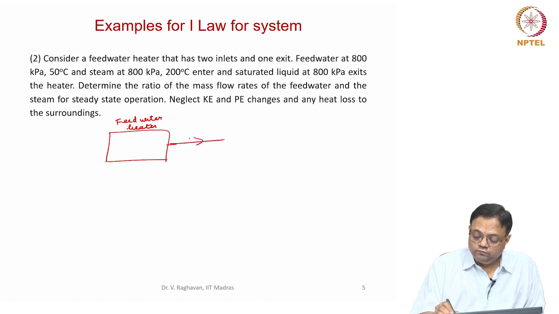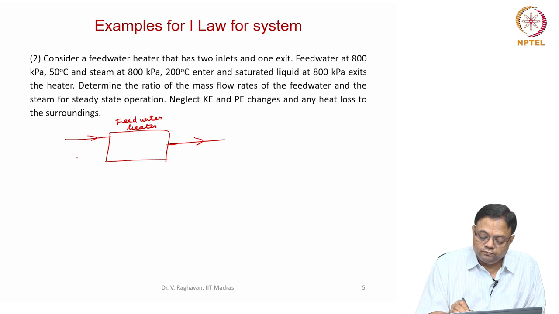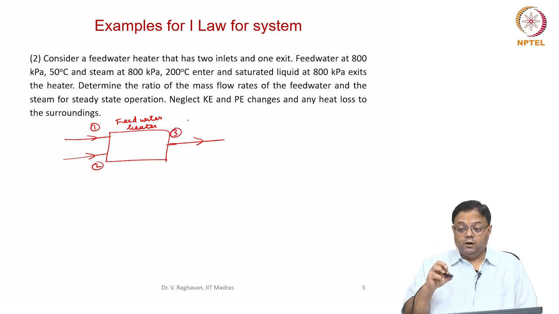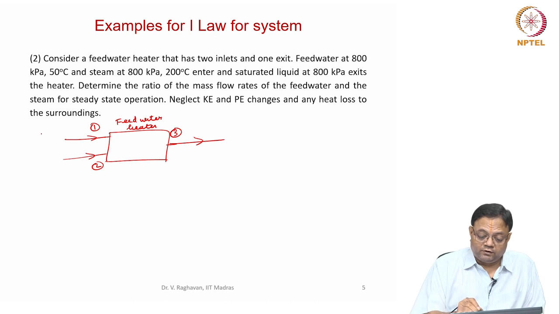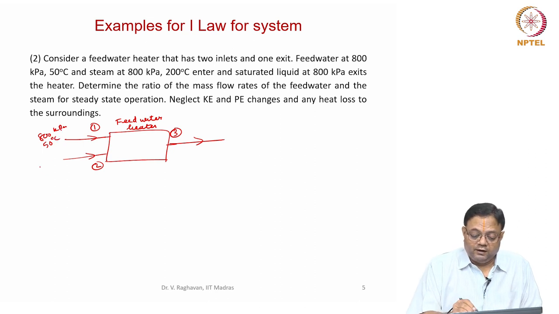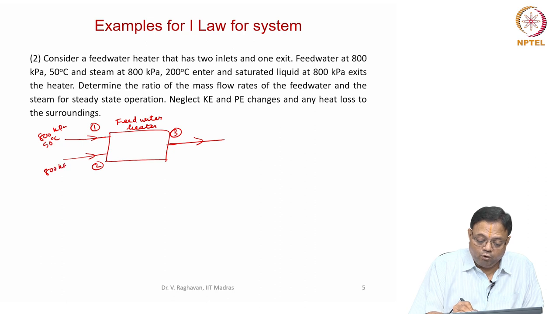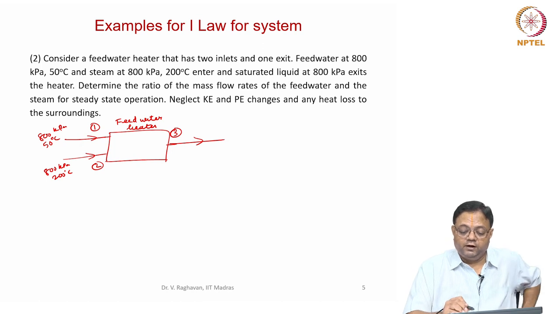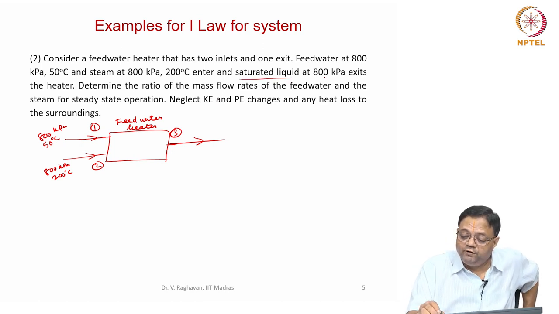One exit, two inlets. So, let us say this is inlet 1, this is inlet 2, and exit we will say 3. Feed water at 800 kilopascals and 50 degree centigrade, and here steam at 800 kilopascals and 200 degree centigrade comes into the feed water heater, and saturated liquid at 800 kilopascals goes out. That is 800 kilopascals, x equal to 0 goes out.